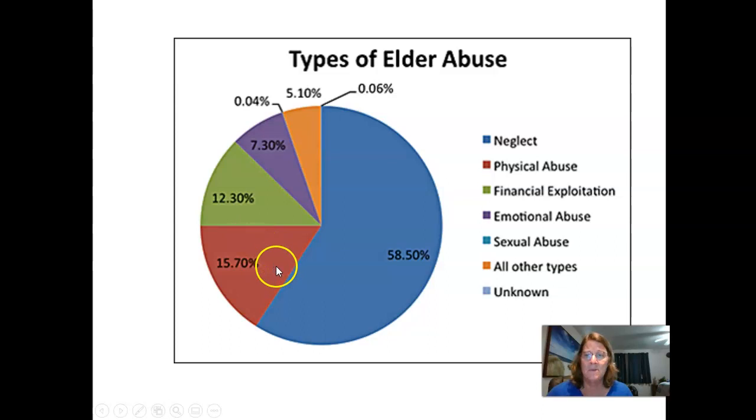That's going to be the next most common type of abuse. The next is financial exploitation. So financial abuse: stealing their money, stealing their belongings, writing checks out of their checking account when they're not aware of it.